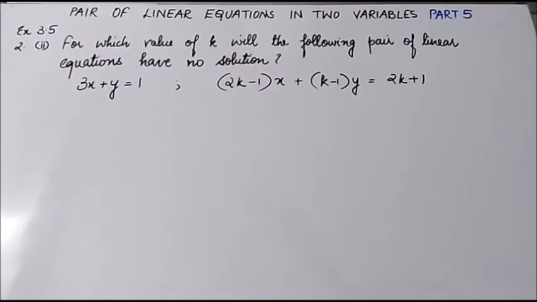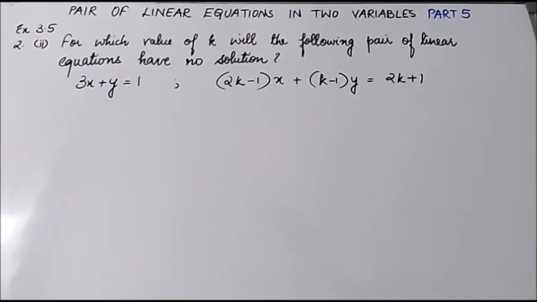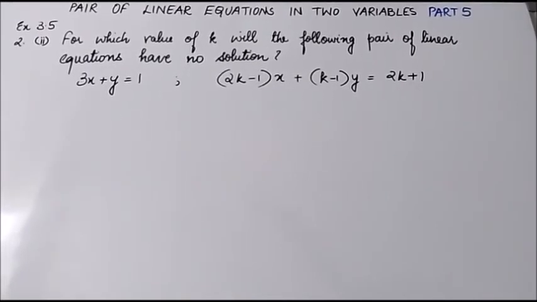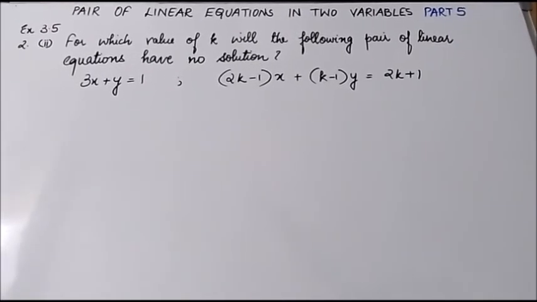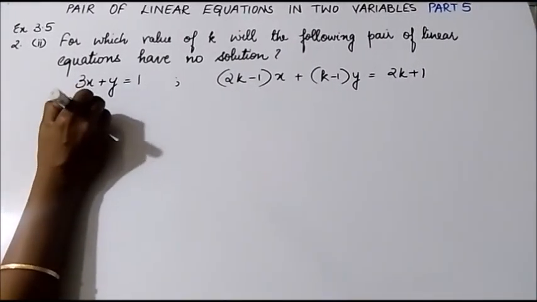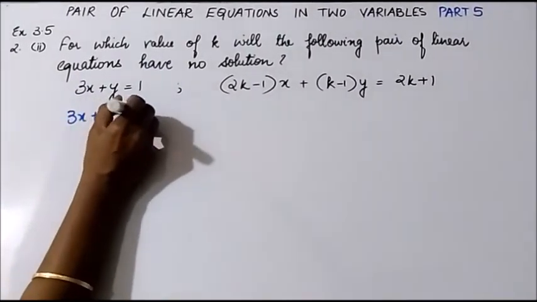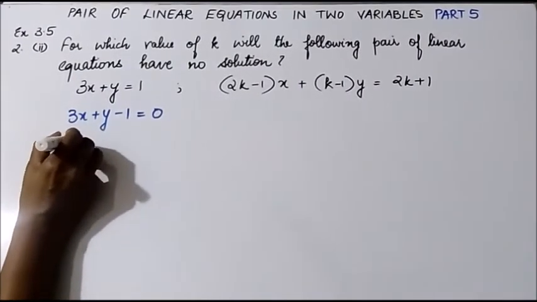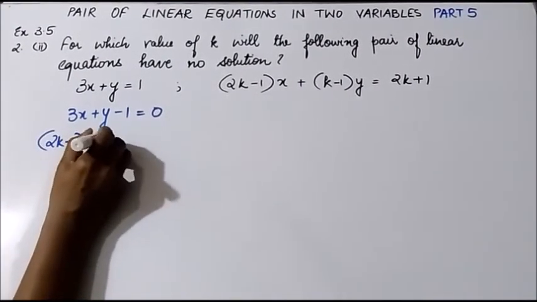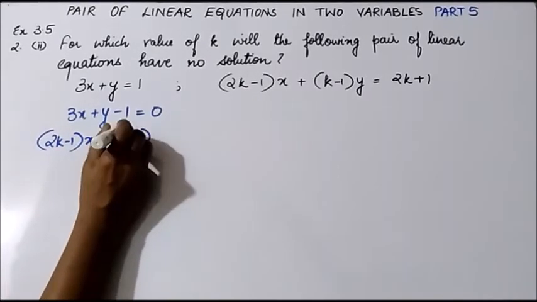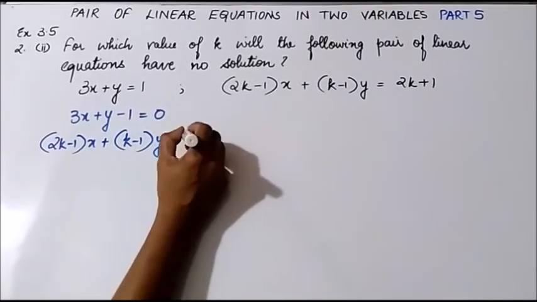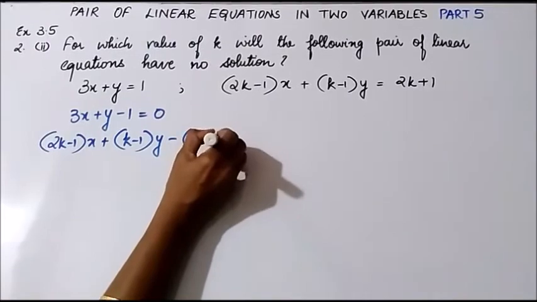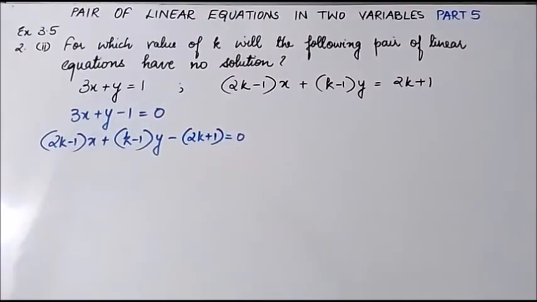Second question. For which value of k will the following pair of linear equation have no solution? First let us write the linear equation in standard form. That will come 3x plus y minus 1 equal to 0, and here you will get 2k minus 1 into x plus k minus 1 into y minus 2k plus 1 is equal to 0.